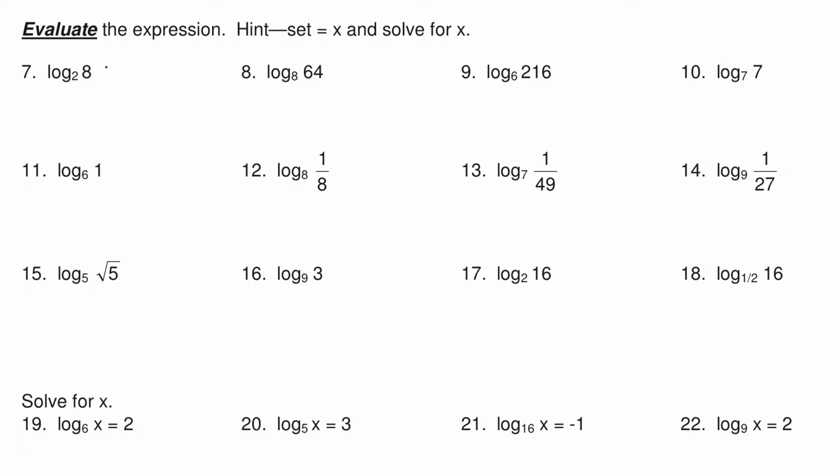Remember that this logarithm is going to equal an exponent, so I'm going to write it in exponential form. 2 to the power x is equal to 8. So the question is, what do you have to raise 2 to get 8? And you notice it has to be 2 to the third power gives you 8. Number 8, remember that this is equal to a power. So we have 8 to some power gives you 64, and we know that 8 to the second power gives you 64.